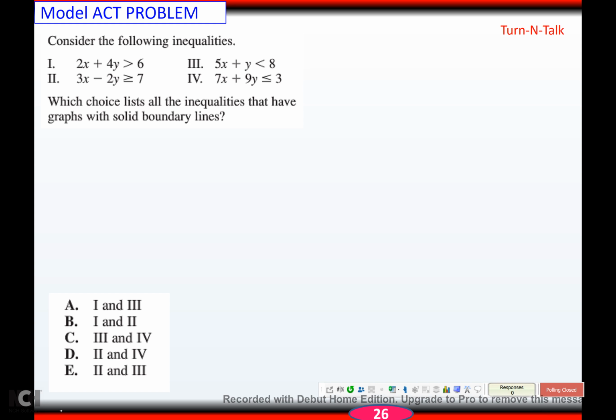All right, so you try this one, hit pause, come back when you're ready, and you should get D.